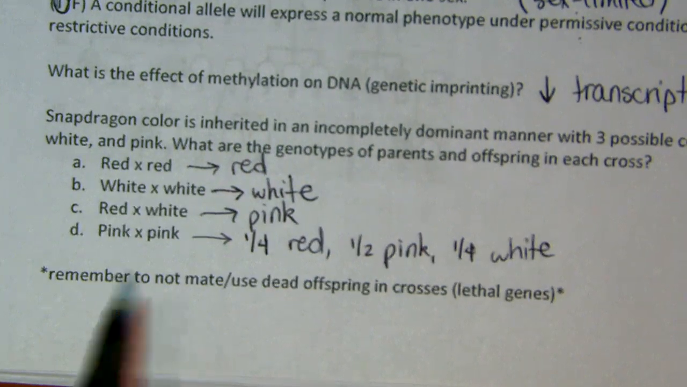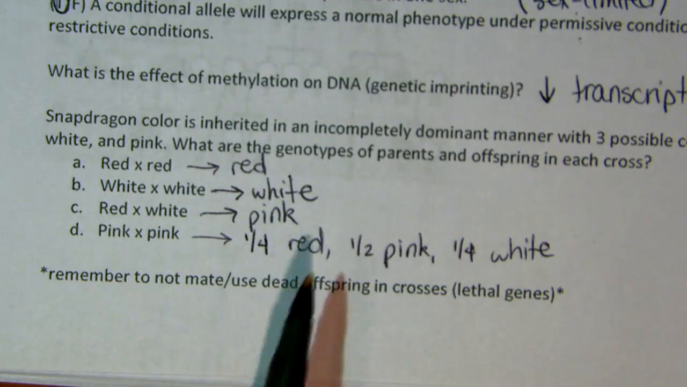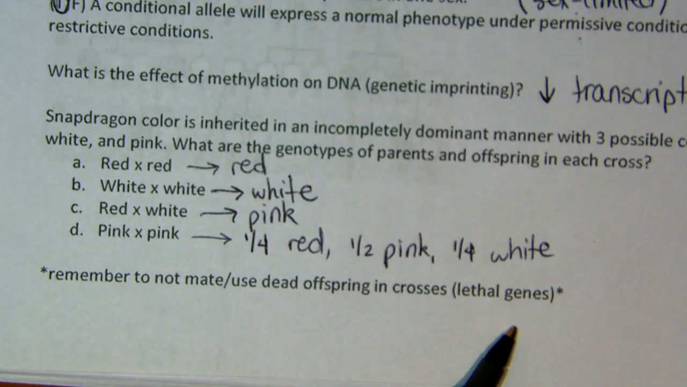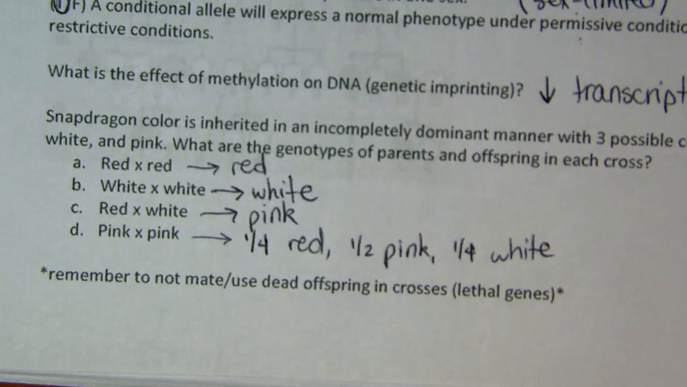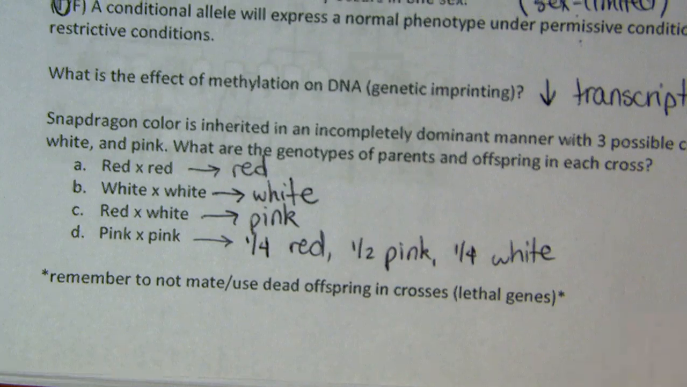And this is a note that happened during exams. Remember, if he gives you a lethal allele or a lethal gene, don't use the individual that has the lethal allele or gene in a mating experiment, because that's not okay. So they are dead, you can't use them, there are no offspring if the lethal allele is present. So that's just a side note.